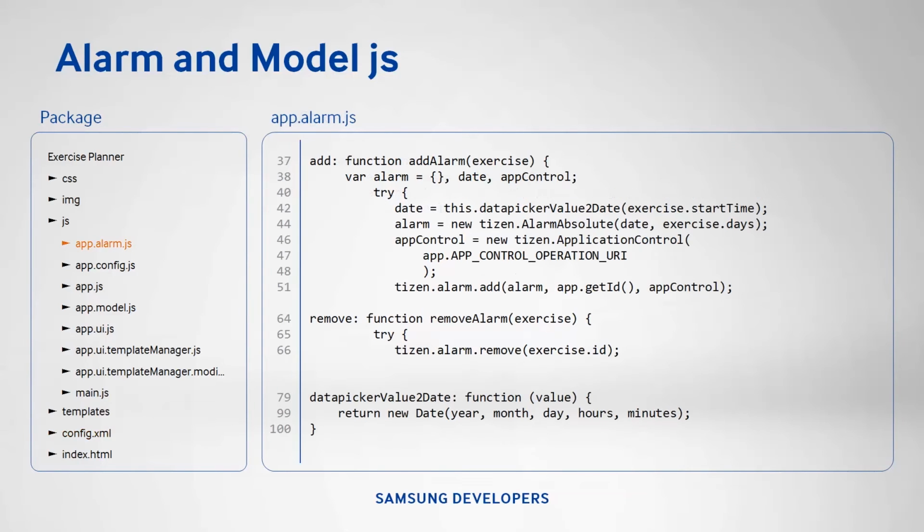At this point, our app's date, alarm, and app control objects are now ready to be added to the device's alarm list. So we will now call tizen.alarm.add to include the given details as an alarm. When the user decides to remove an alarm, the model object calls the alarm object and passes an exercise object with an ID. This ID will then be used to remove an alarm by calling tizen.alarm.remove.